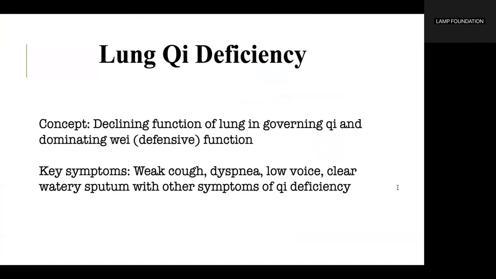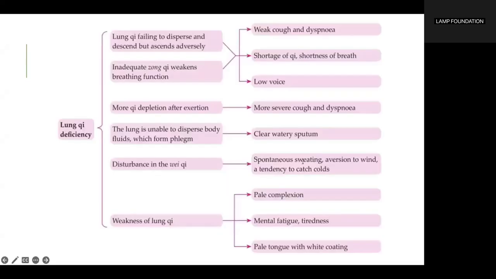dominant symptoms. This is due to a declining function of the lung in governing qi and dominating the defensive wei function. Key symptoms: weak cough, dyspnea, low voice, and clear watery sputum with other symptoms of qi deficiency. Clinical manifestations: weak cough and dyspnea, shortage of qi, shortage of breath which is worse on exertion, clear watery sputum, low voice, spontaneous sweating, aversion to wind, a tendency to catch cold, mental fatigue, tiredness, pale complexion, pale tongue with a white coating, and a weak pulse.